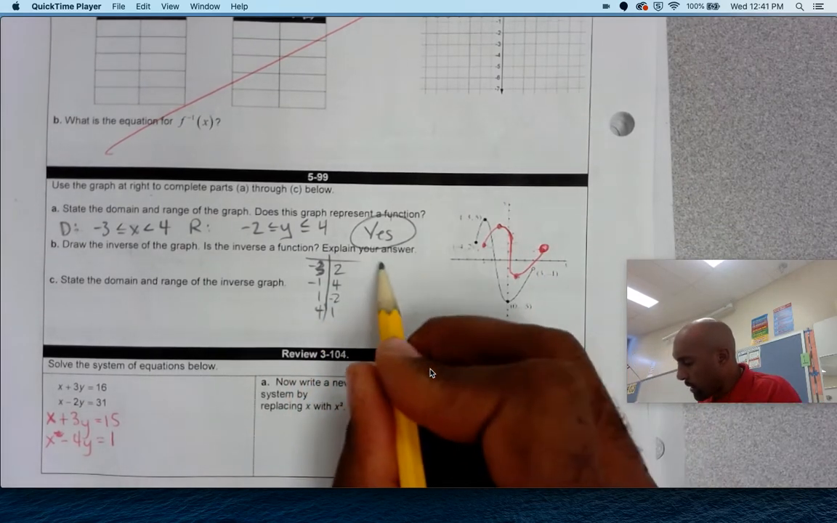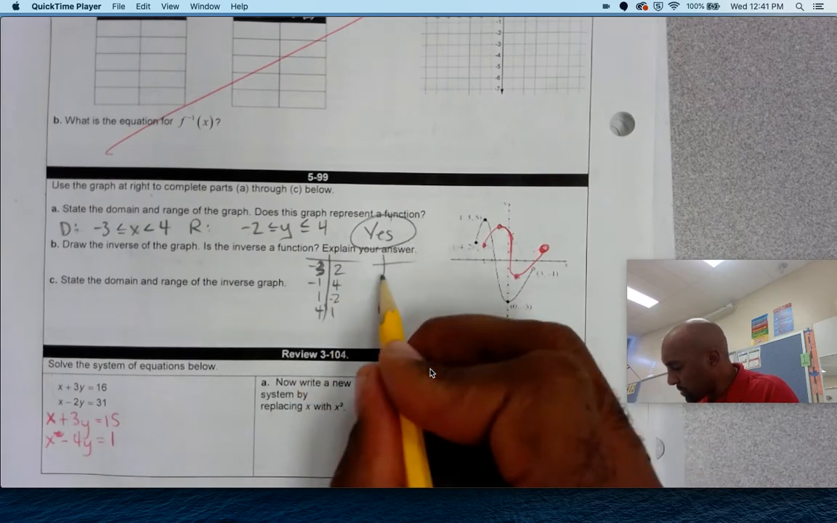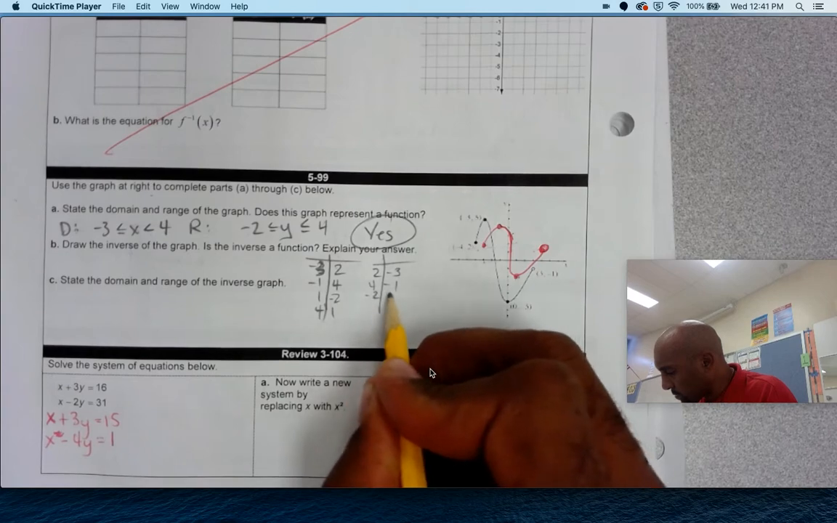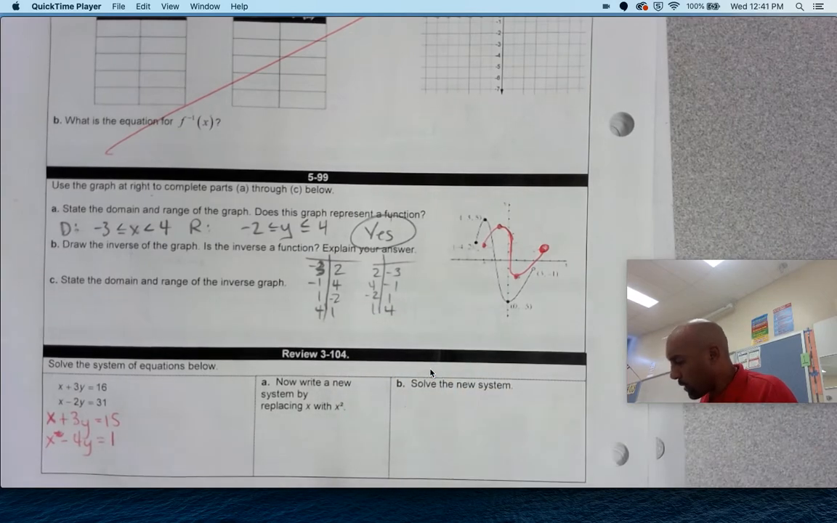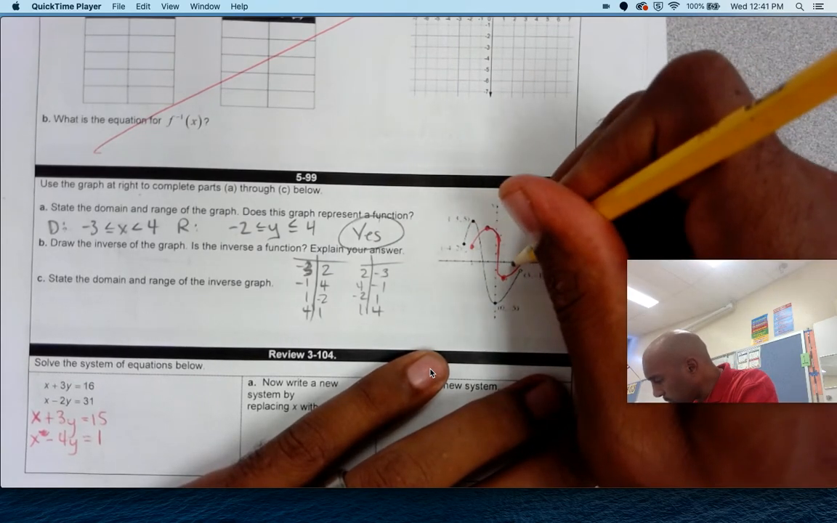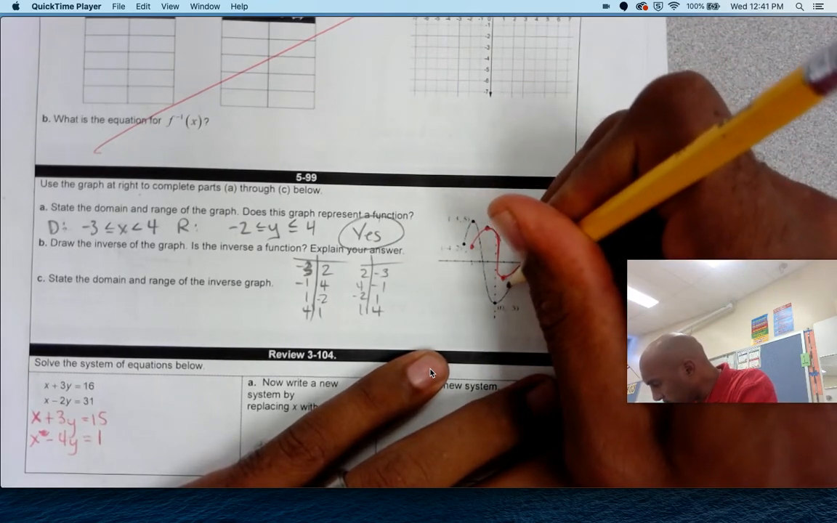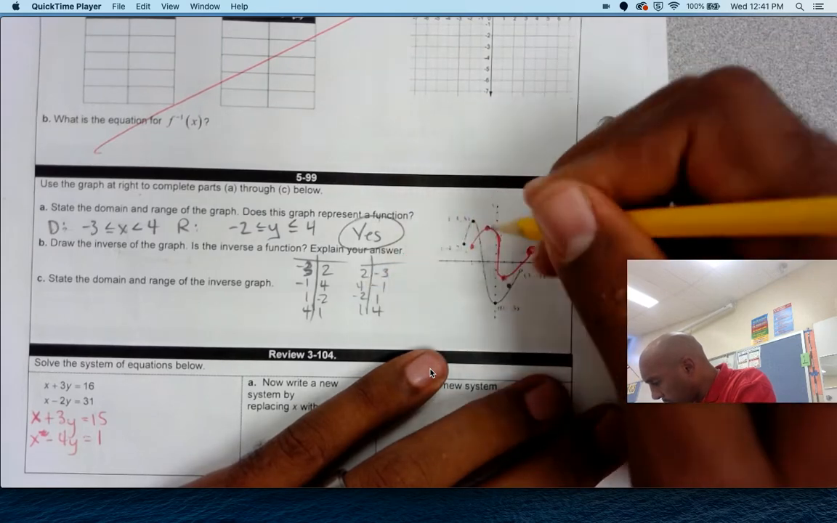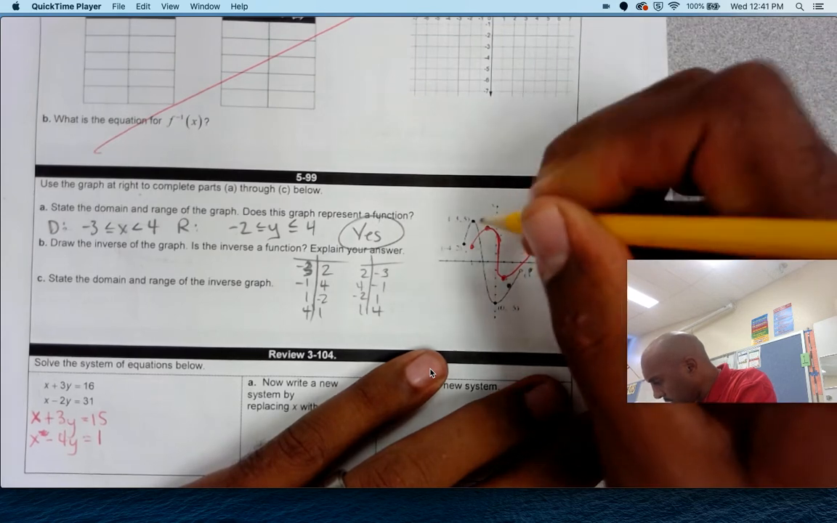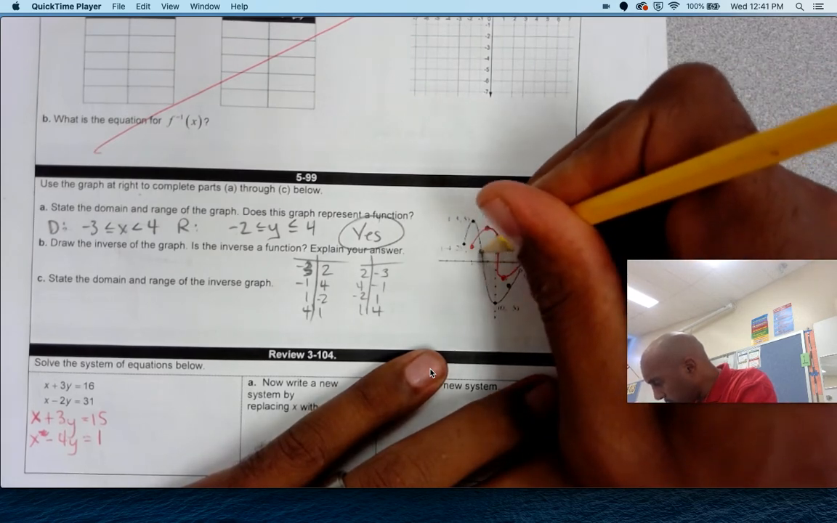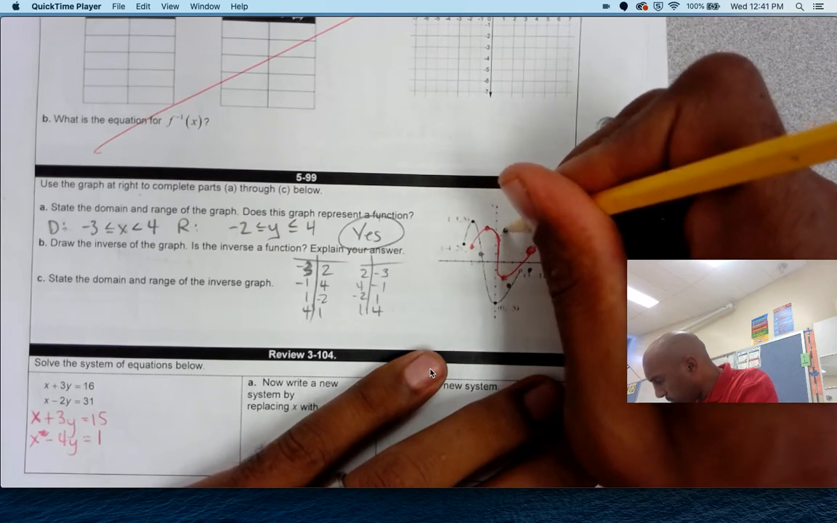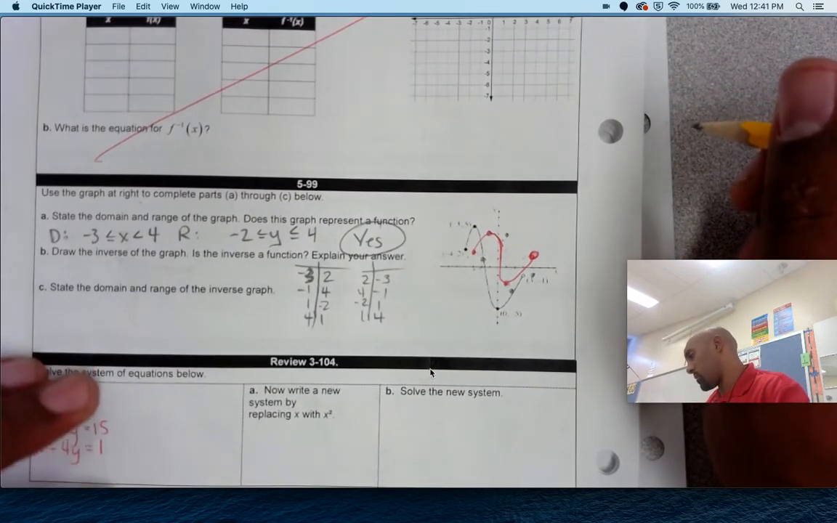Okay, so now for the inverse function, I'm going to just flip those points around. 2, -3, 4, -1, -2, 1, 1, 4. All right, so I'm going to go ahead and graph those. Okay, so I got 2, -3 down here. And then 4, -1 there. And then -2, 1. And then 1, 4. Okay, so now here's the tricky part.